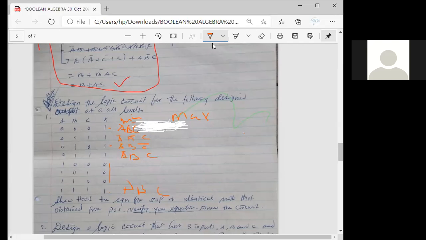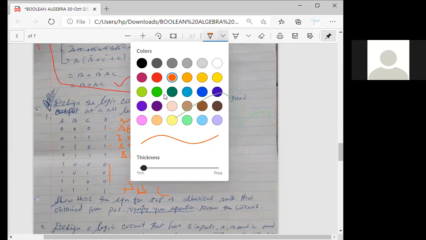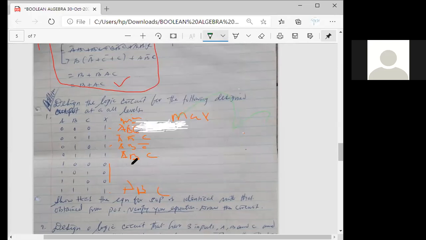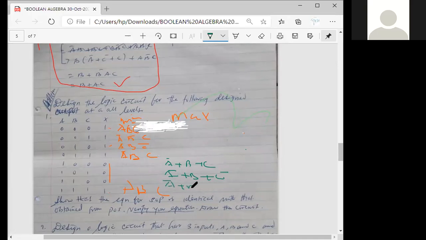What about the output now, where there are max terms? For you to get max terms when this is 0, we need A bar plus B plus C. Here it is A bar plus B plus C bar. And here is what? A bar plus B bar plus C. So those are the outputs.